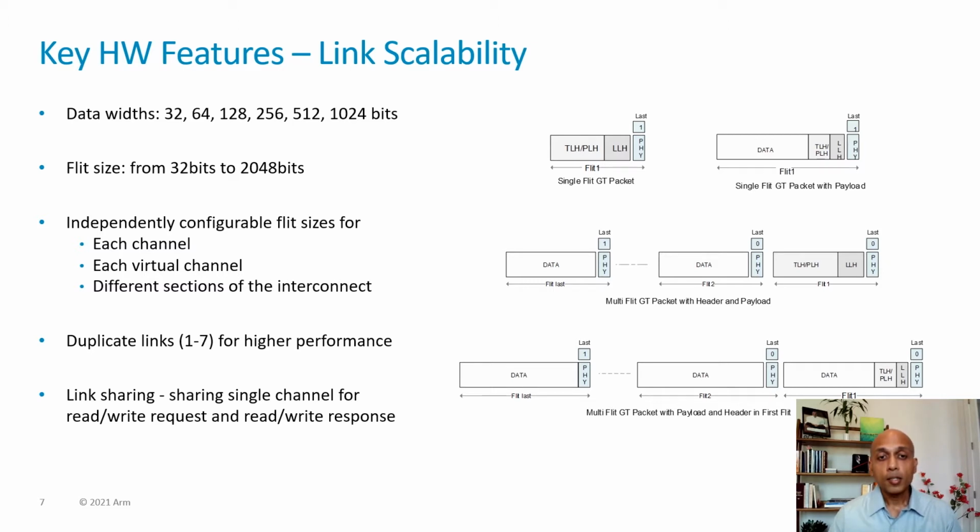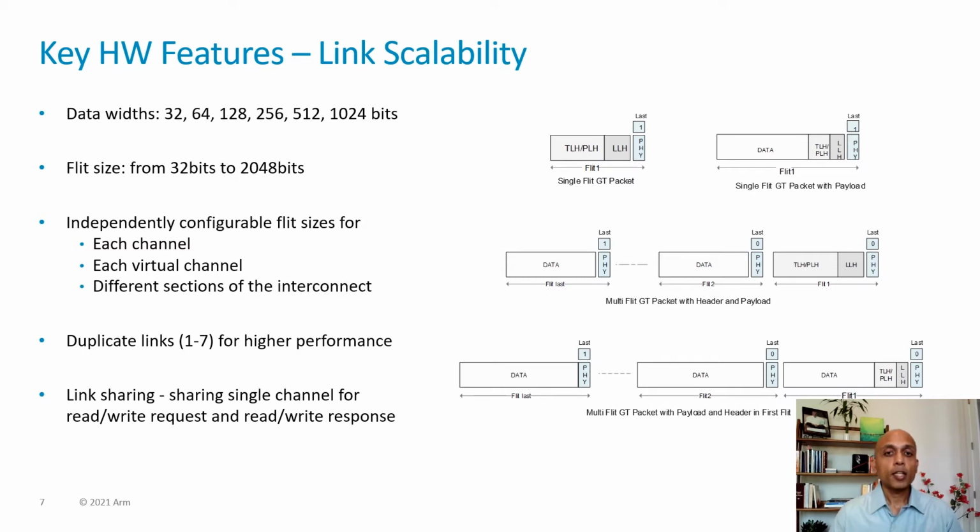The flit sizes can also be independently configured for each virtual channel to optimize the overhead of virtual channel flit buffering. And they can also be independently configured for different sections of the interconnect. And NI700 natively supports upsizing and downsizing of flit sizes within the interconnect.